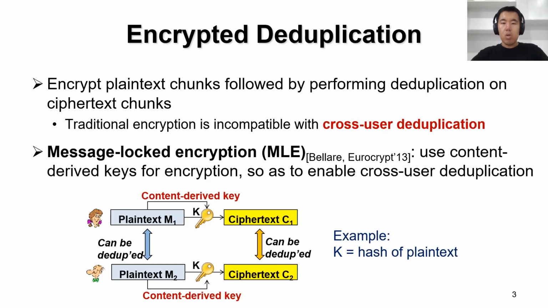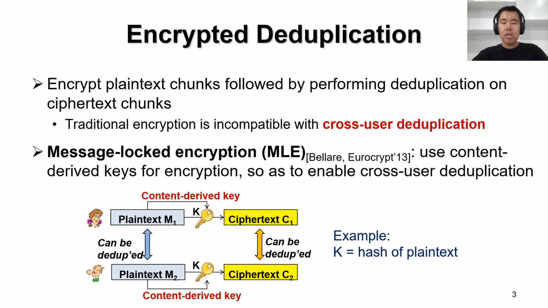To meet both goals, we explore encrypted deduplication. It is a technique that encrypts plaintext chunks followed by performing deduplication on ciphertext chunks so as to achieve both security and storage efficiency. However, traditional encryption is incompatible with cross-user deduplication because different users have different keys and encrypt identical plaintext chunks into different ciphertext chunks that cannot be deduplicated.